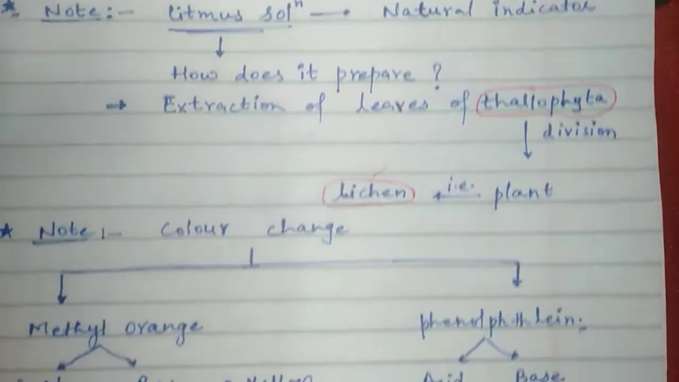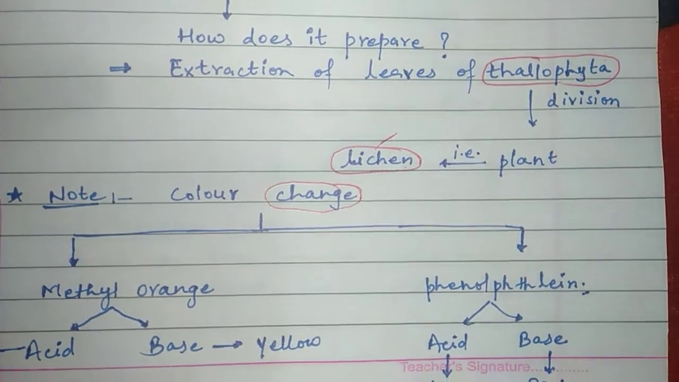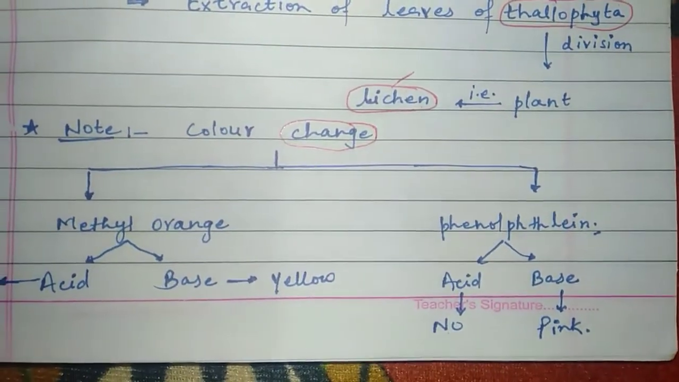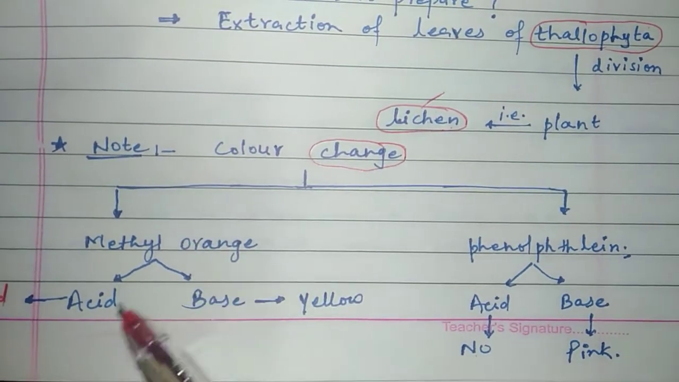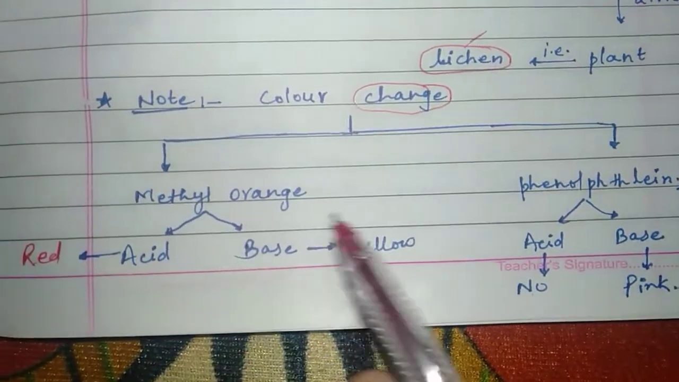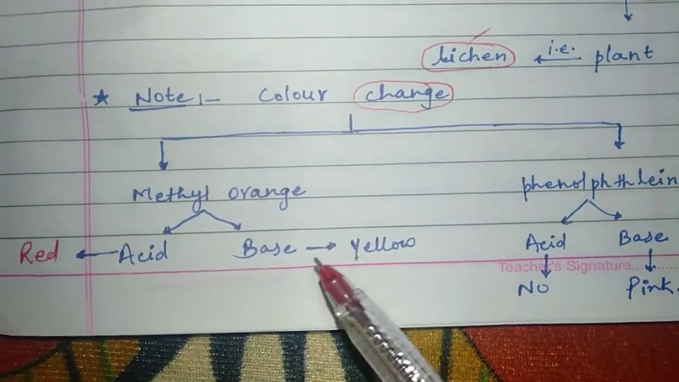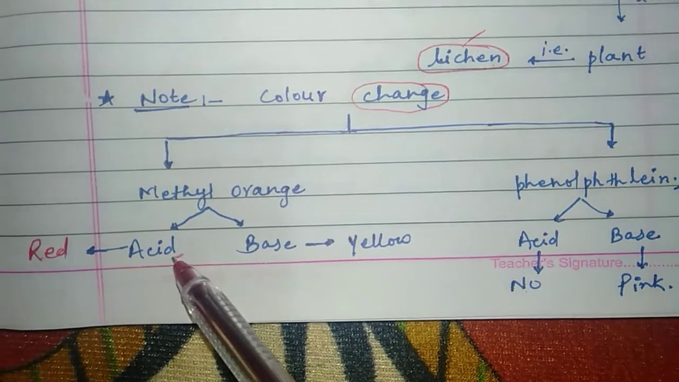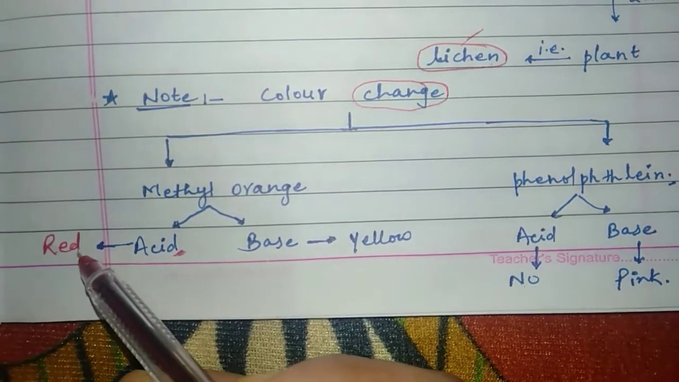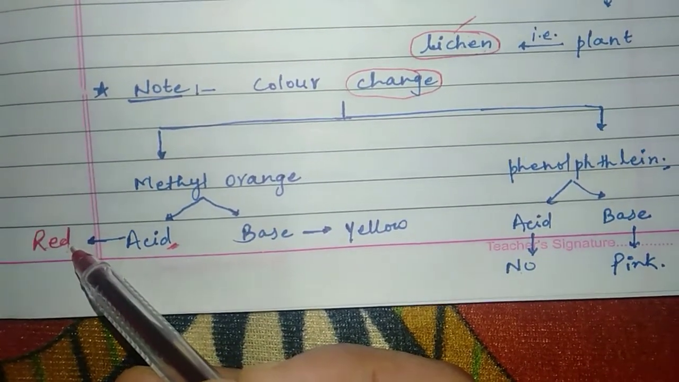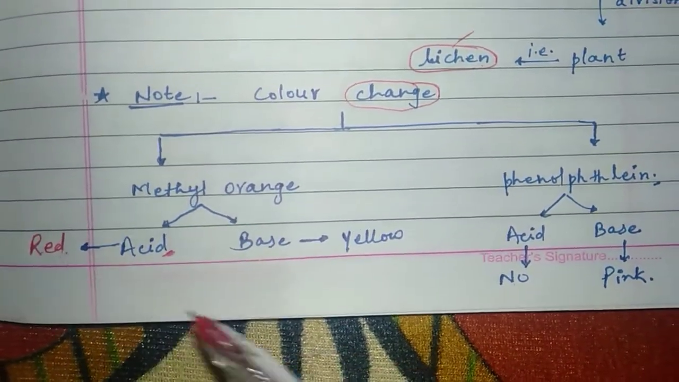Now students, here we will discuss the artificial indicator. What are the color changes by the artificial indicator in the presence of acid and base? If we treat methyl orange with acid and base, acid gives red color while base gives yellow color. So you can memorize it like this: in the spelling of acid, D is there, and in the color red, D is present in the spelling. If you remember this, you will not get confused between the colors red and yellow.